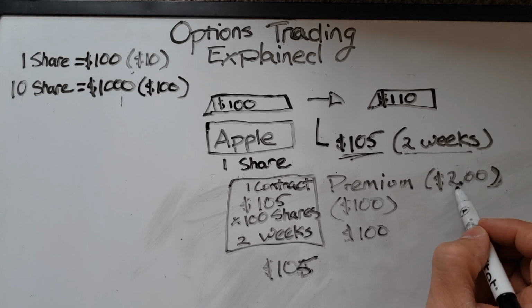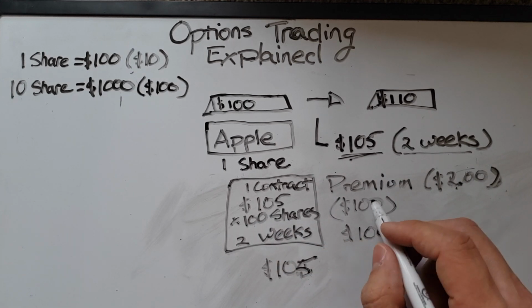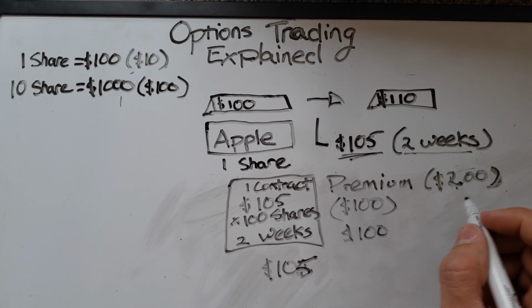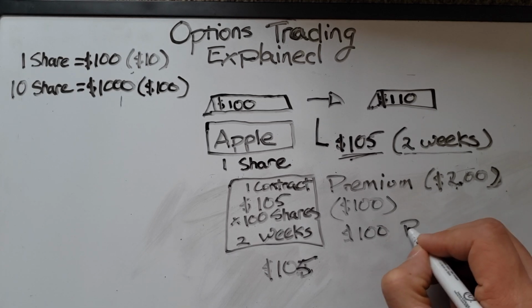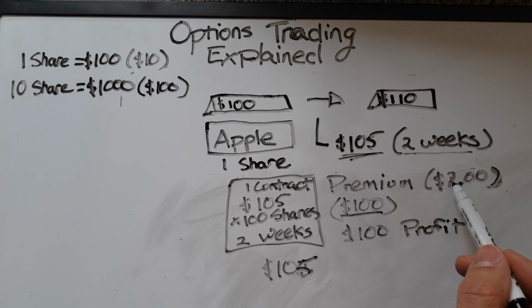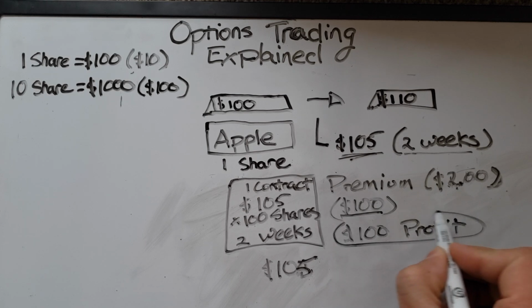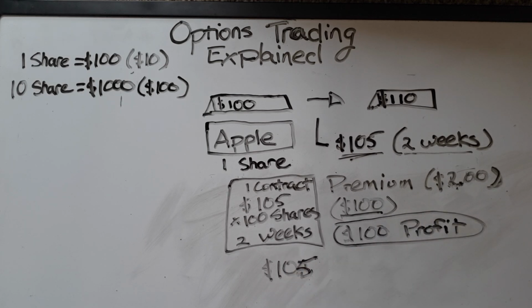Because if we were to take this, $2 times 100 shares, that's $200 total. You paid $100. If you were to sell your contract right now, you would leave with a profit of $100. Your upfront cost was $100. If the price were to fluctuate by $1, however this works, your profit would be $100. And that's what trading options is.